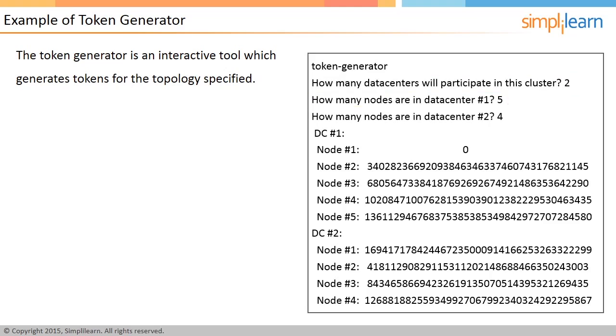The next question is, how many nodes are in data center number 2? Type 4 and press Enter. The tokens are calculated and displayed on screen. The example shows the token numbers being generated for 5 nodes in Data Center 1 and 4 nodes in Data Center 2. The first node always has the token value as 0. These token numbers will be copied to the cassandra.yaml configuration file for each node.